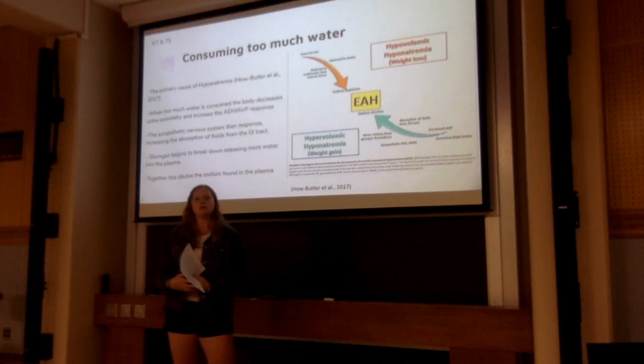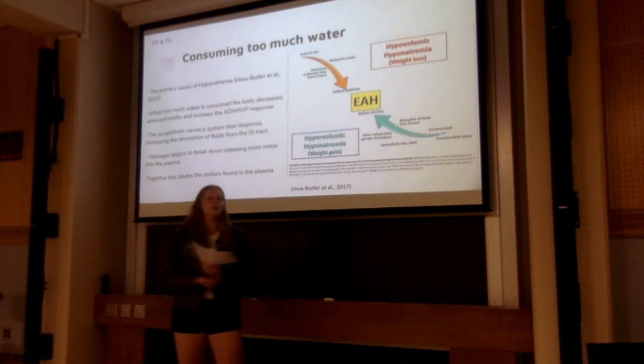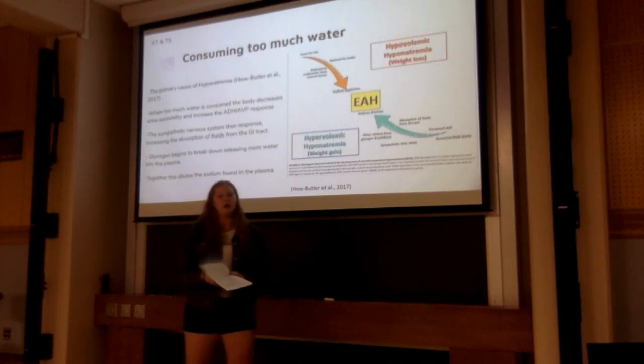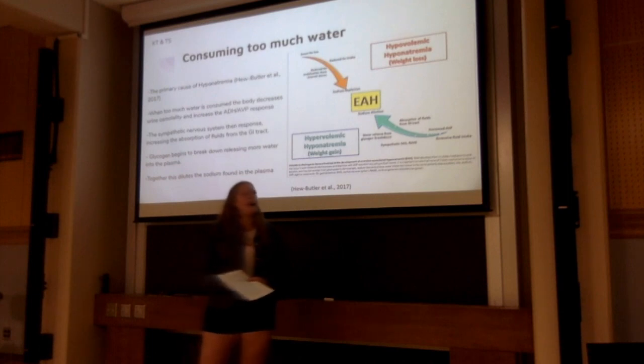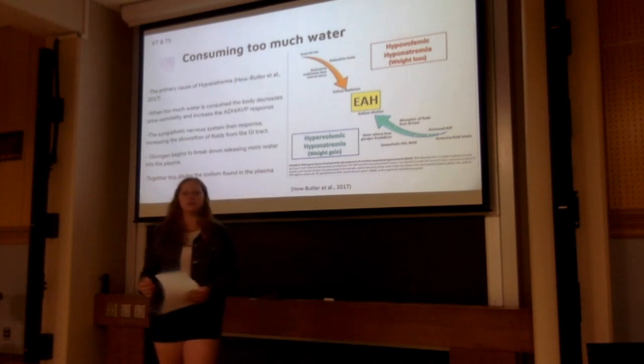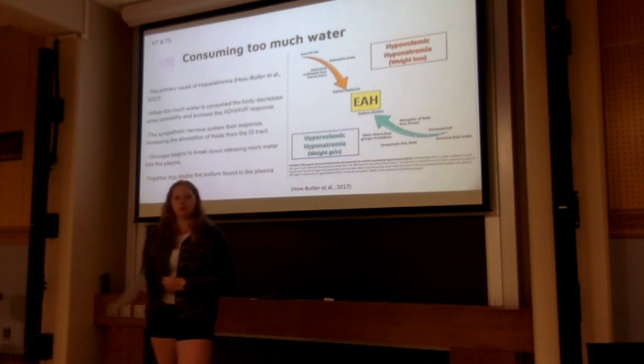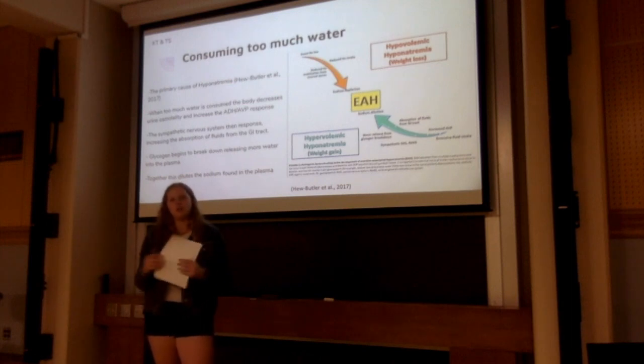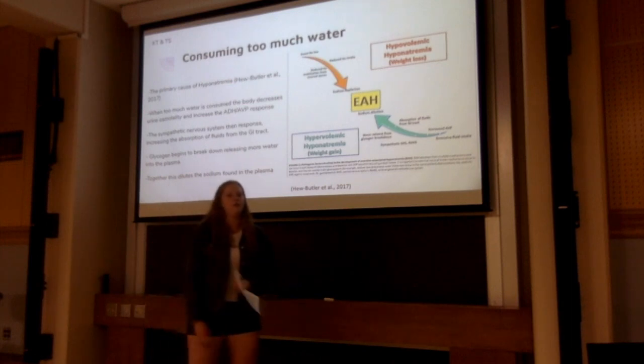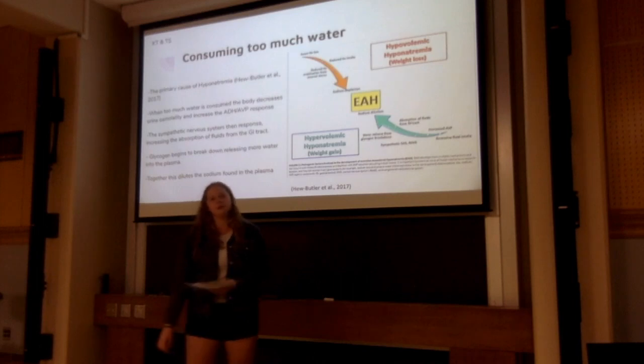This trigger of the sympathetic nervous system causes an increased absorption of fluids, and there's water release from glucose storage, and this all leads to an increased dilution of sodium levels in the plasma, and this causes hyponatremia.